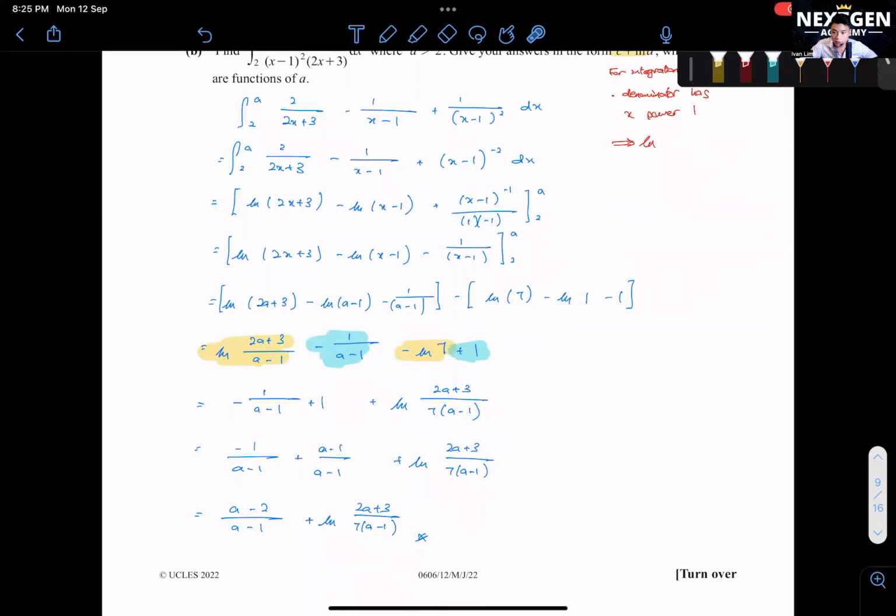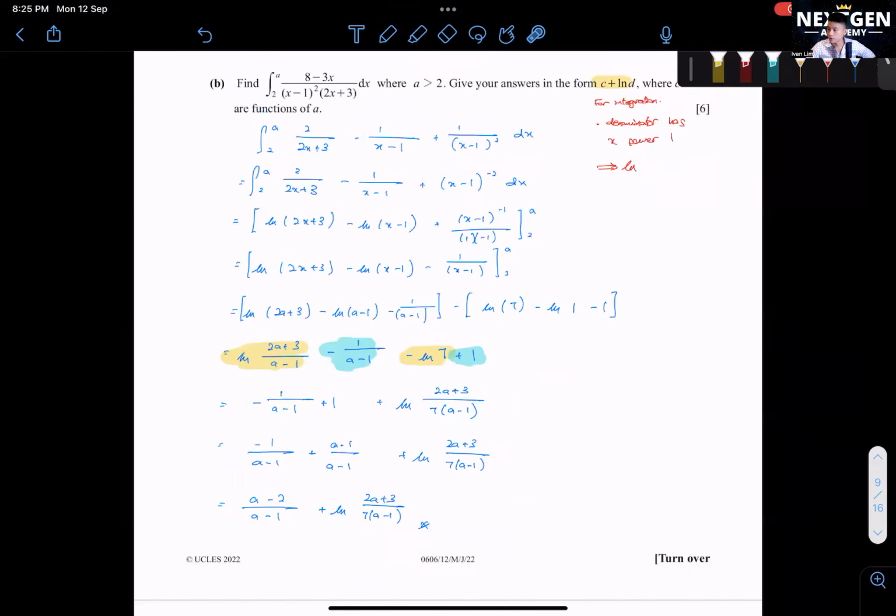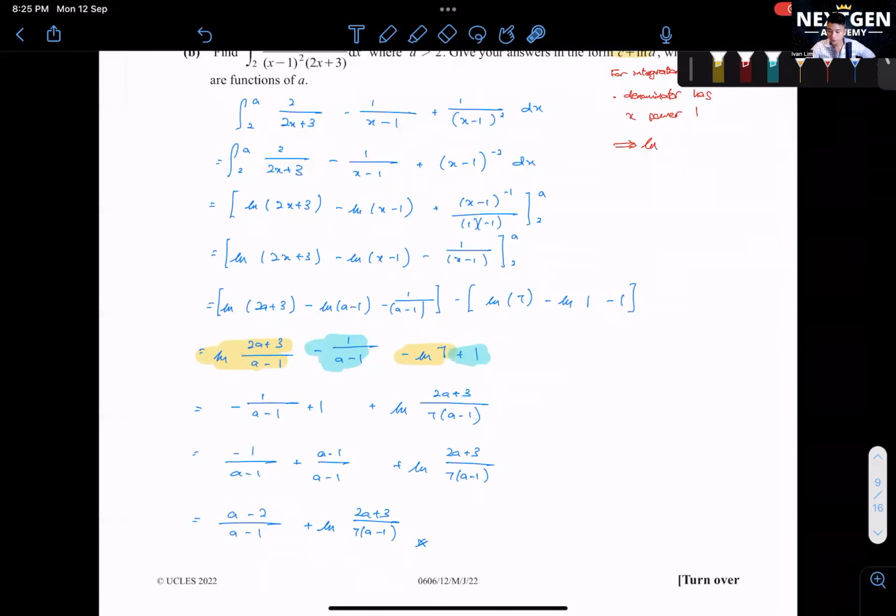But I think the value that you give, minus 2 minus A, it's the same. It's the same, you just mark it as correct. But you just have to be careful, because if the marker is very, very particular, they will minus your mark. 100% will minus your mark. Any more questions on this one? All good?